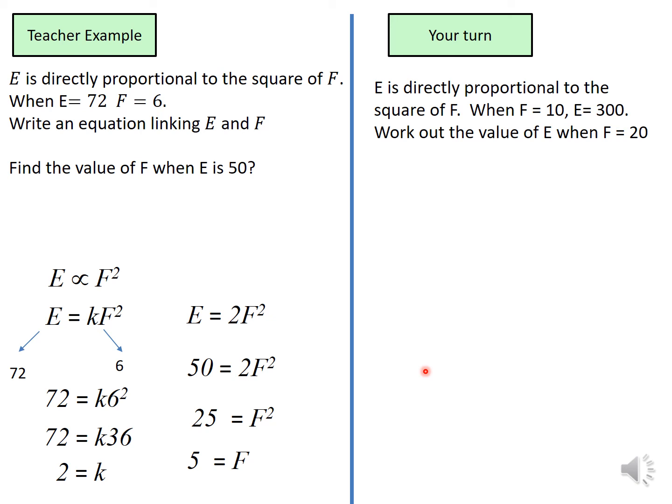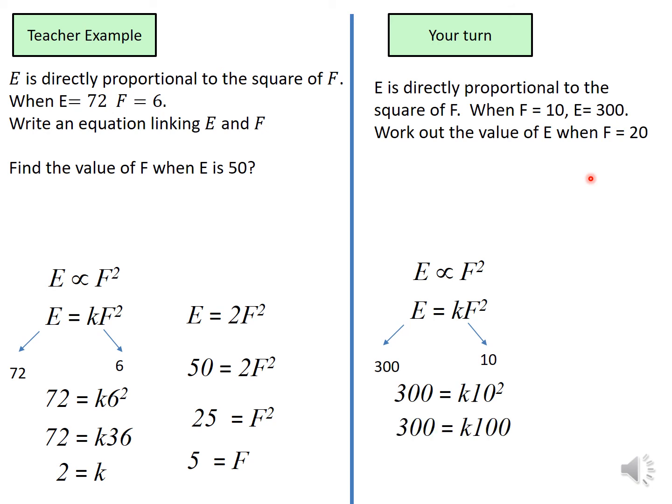Okay, so let's go through the answers together. Hopefully everybody started like this, and then made it more mathematical, like that. And then put those values instead of f and E, like that. Simplify that. 10 squared is 100. Find the value for k. k is 3. And then write the equation for this question, which would be that. Now that equation will solve all the problems for this question.